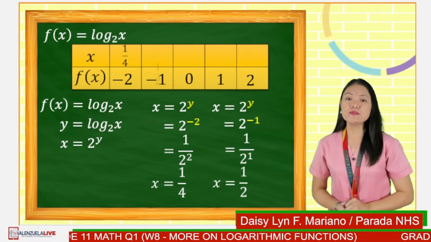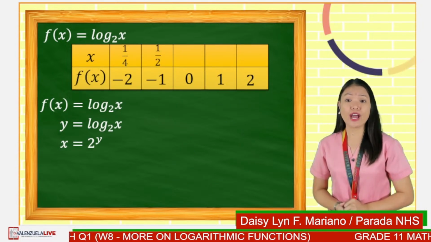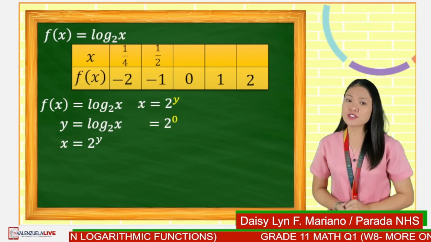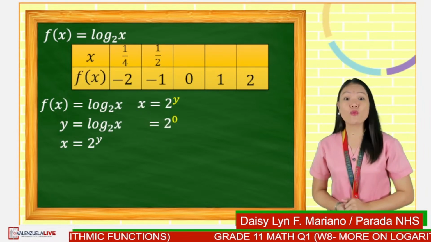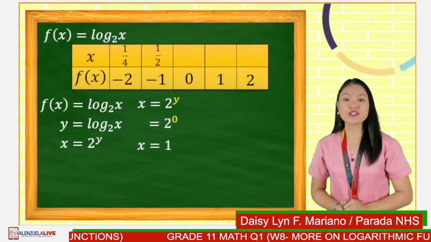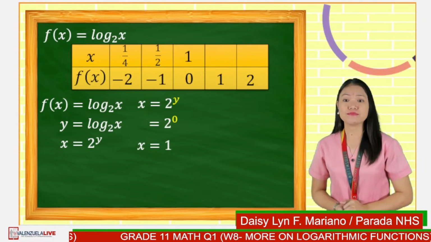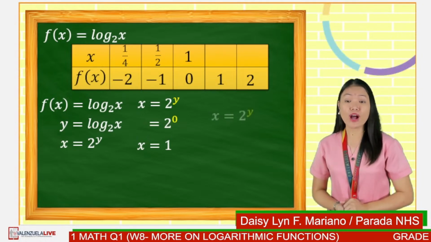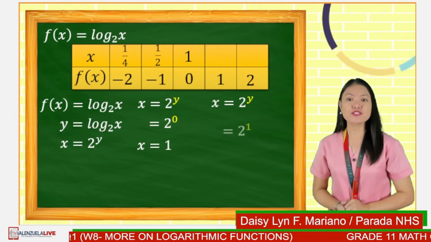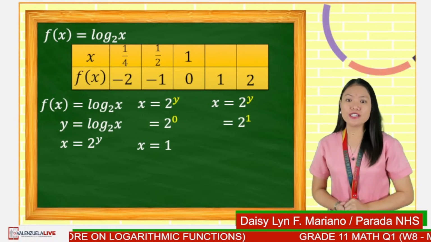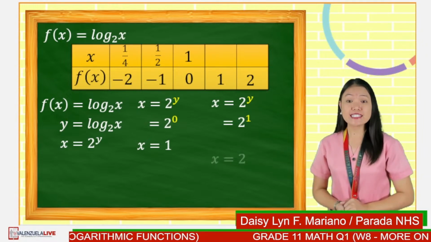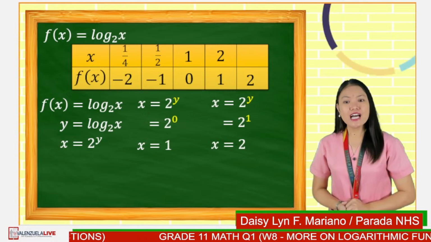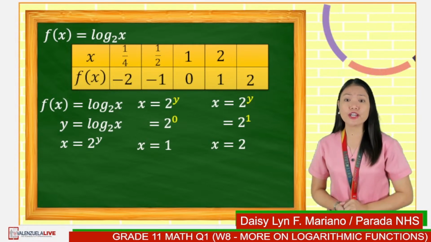Next, substitute 0 to the variable y. We have 2 raised to 0. What is 2 raised to 0? Correct, 1. So x is equal to 1 is the final answer. Now, let us substitute 1 to the variable y. We have 2 raised to 1. 2 raised to 1 is 2. So we have x is equal to 2 as the final answer. Last, let us substitute 2 to the variable y.